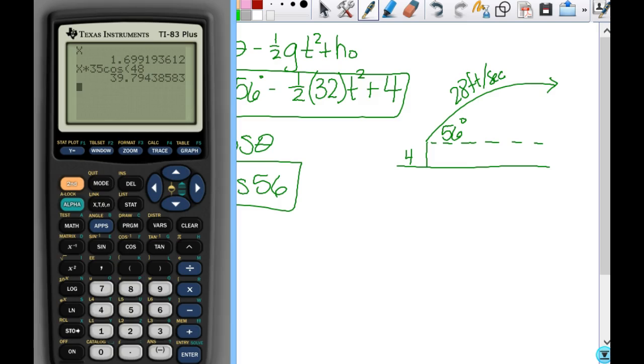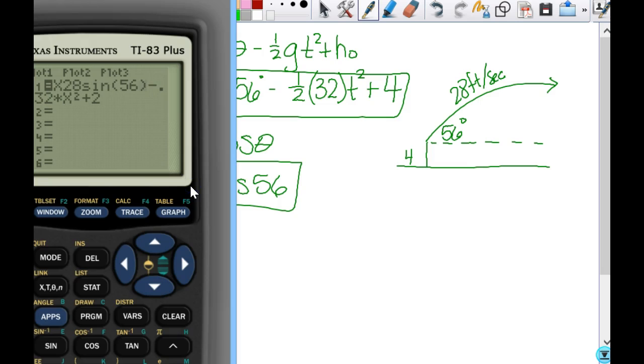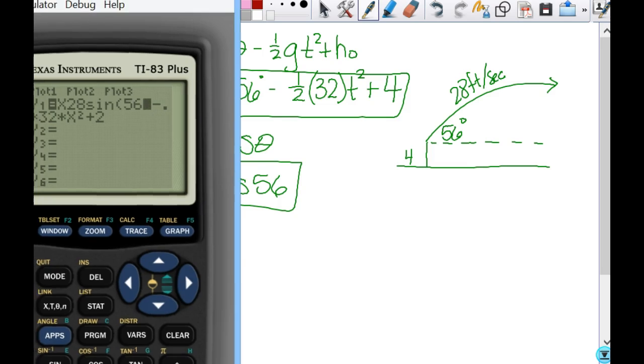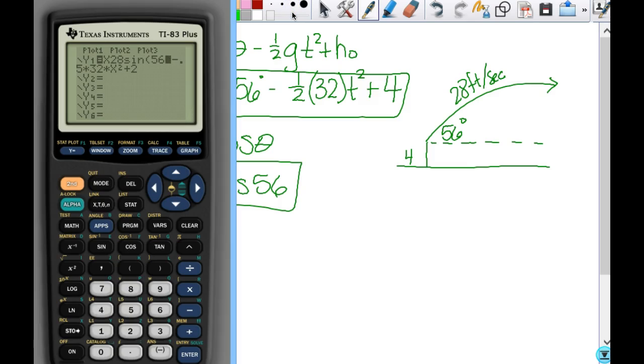So I'm going to go back to my calculator, and in here I'm going to change this to x times 28 times the sine of 56, and then that, oops, oh goodness, this is not good, because then this needs to be 4. Notice how I didn't retype all of it. There's only 3 things that have to be changed. This 28, the 56, and the 4. Everything else stays the same. So then I graph it.